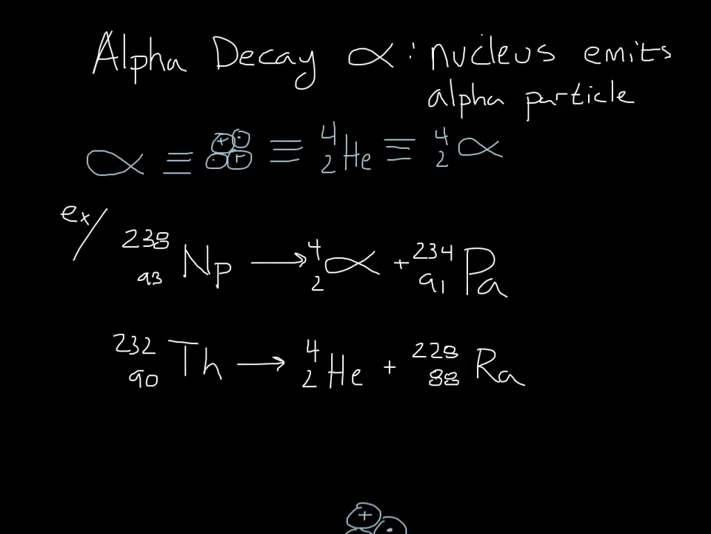A good way to safe check yourself is just follow this and treat that guy in the middle like an equal sign. Don't actually write it as an equal sign, never write it as an equal sign, but hey, 228 plus 4 equals 232. Is that true? Yes. Verified. 88 plus 2 equals 90. Also true. Come up here to this one, 234 plus 4 equals 238. 91 plus 2 equals 93.